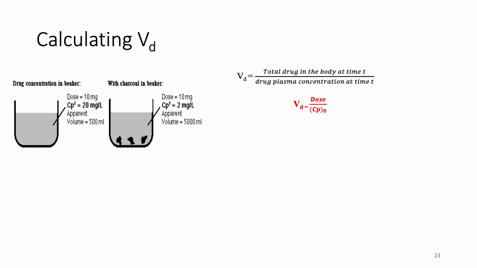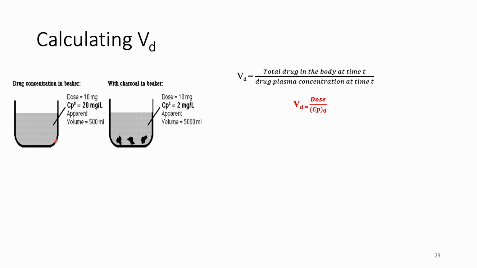How to calculate the volume of distribution? I will just give you an example. For example, you have a beaker, like here in this graph, and you have a liquid and a drug dissolved in the glass. How do you calculate the concentration of the drug in the beaker?